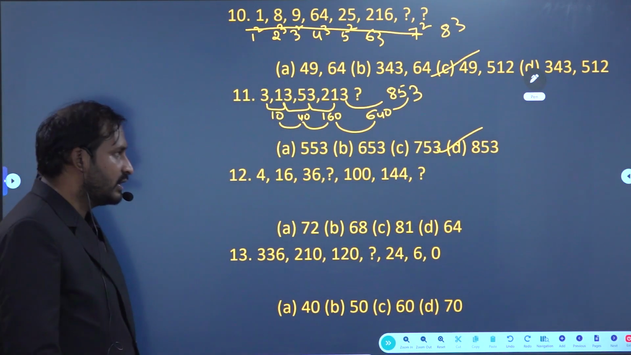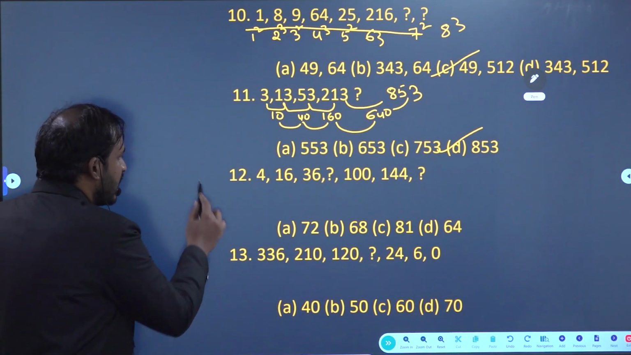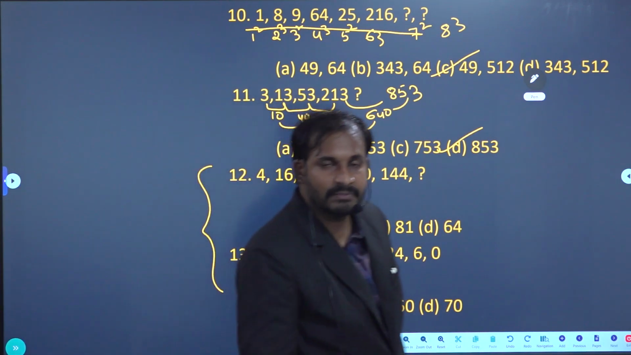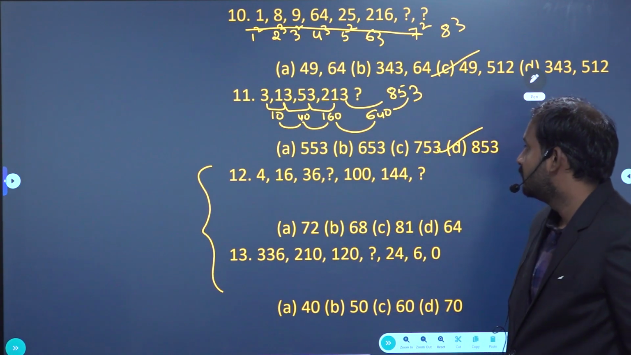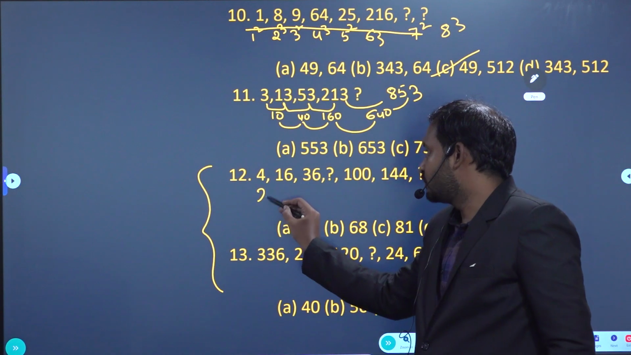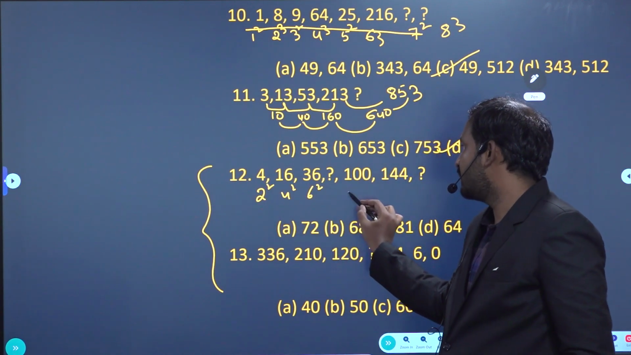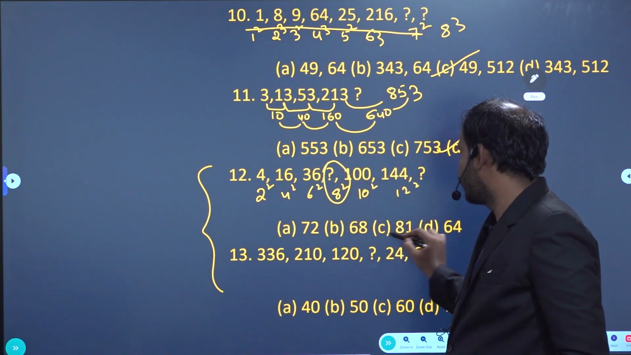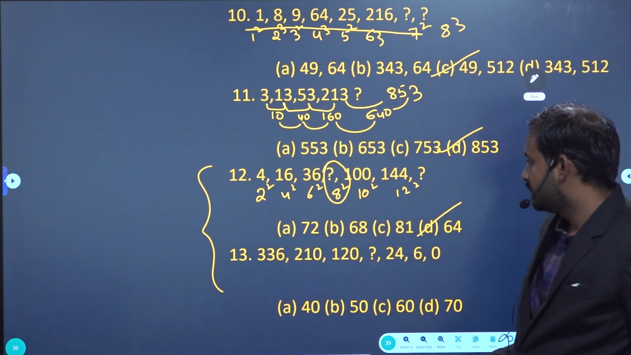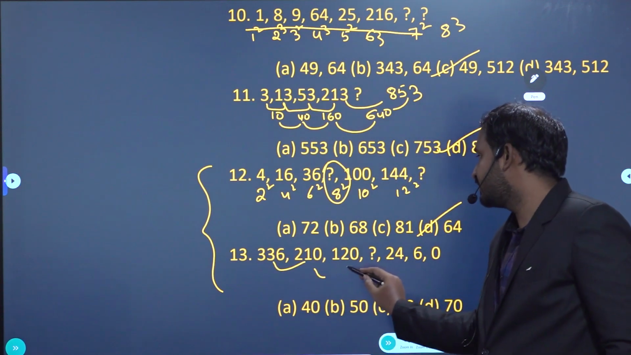Okay, students. Similarly, please try to get the answers for these two. Everyone, please try to get the answers for these two. Pause the video and try to get the answer. What is it? Very simple. 2 square, 4 square, 6 square. It should be what? 8 square, 10 square, and 12 square. 8 square is what? 64. And similarly, please try to find the answer for this one.